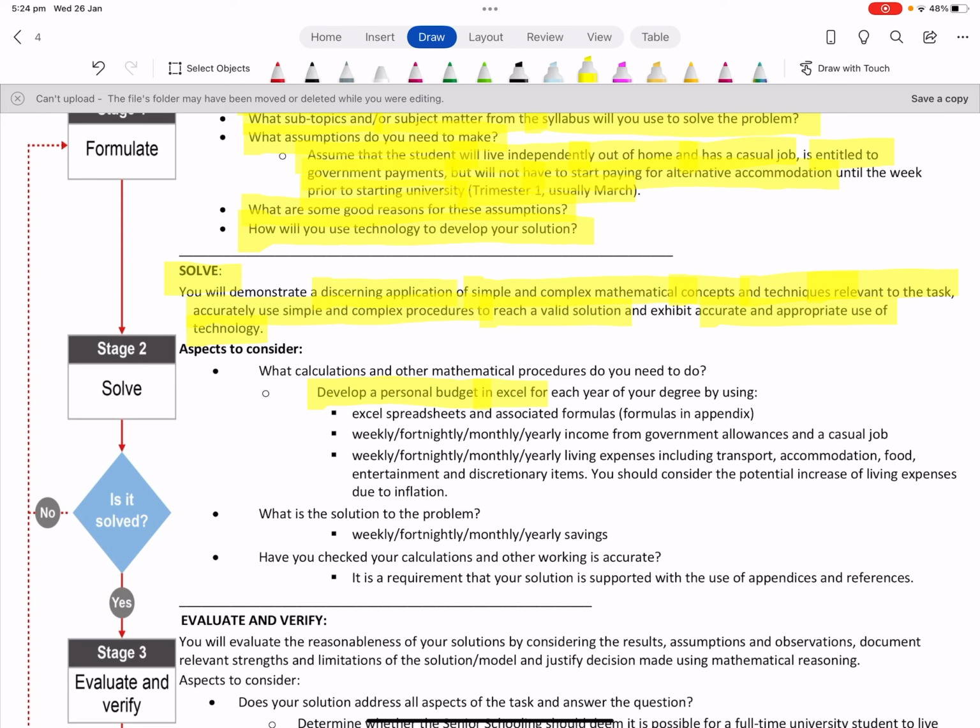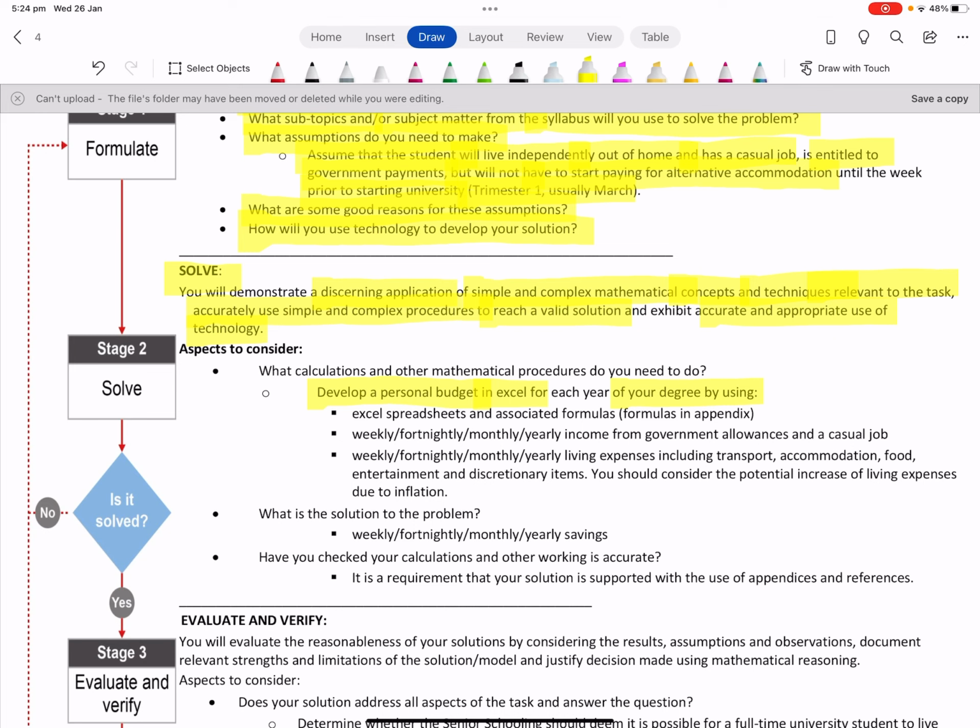So again, refer back to the last paragraph of your formulate section to decide what kind of mathematical procedures you're going to be doing. Now, it does say to develop a personal budget in Excel for each year of your degree. So we would assume that you have a couple of budgets going in your solve section. If your degree is a 4-year degree, you're probably going to have about 4 years worth of budgets, one per year. So that's what we would expect to see.